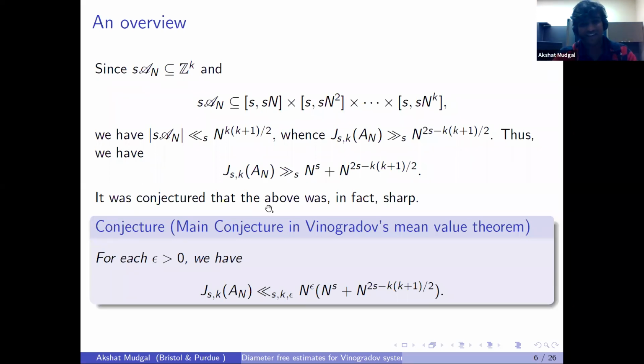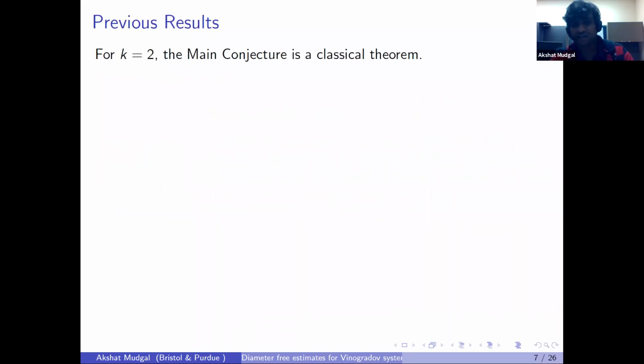So this says that essentially this lower bound should be sharp up to a loss of n to the power epsilon. So the main conjecture states that for any s and k, and for each epsilon greater than 0, one should have J_{s,k}(n) being less than n to the power epsilon times this lower bound. And in fact, when k is 2, the main conjecture is a classical theorem.